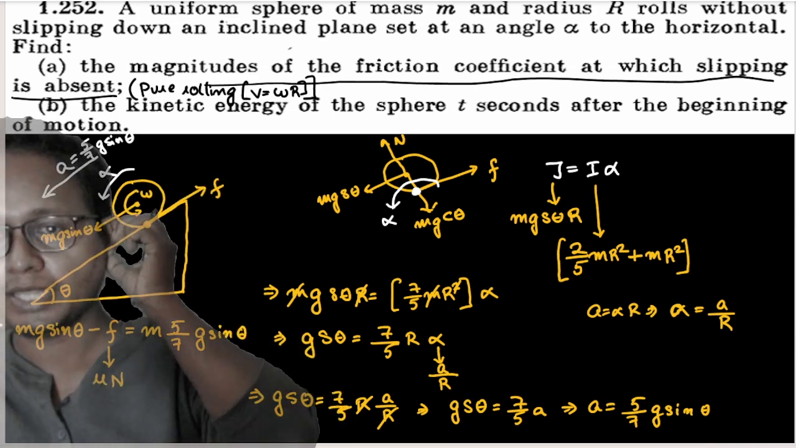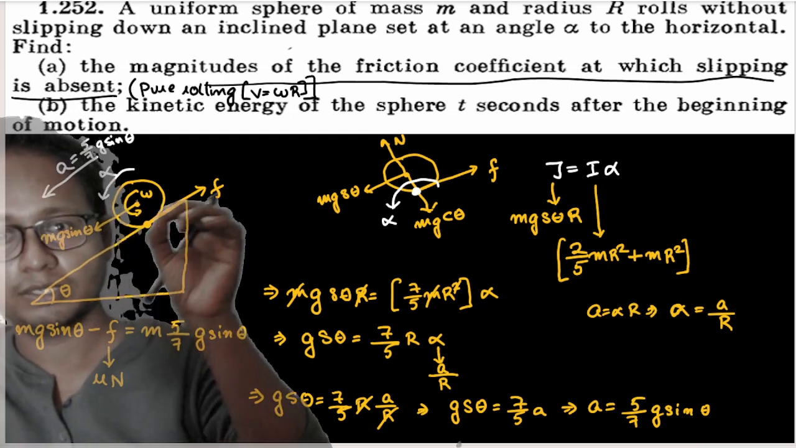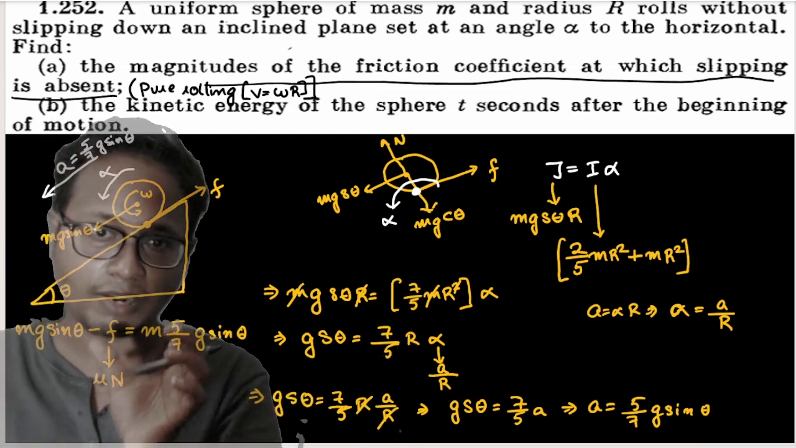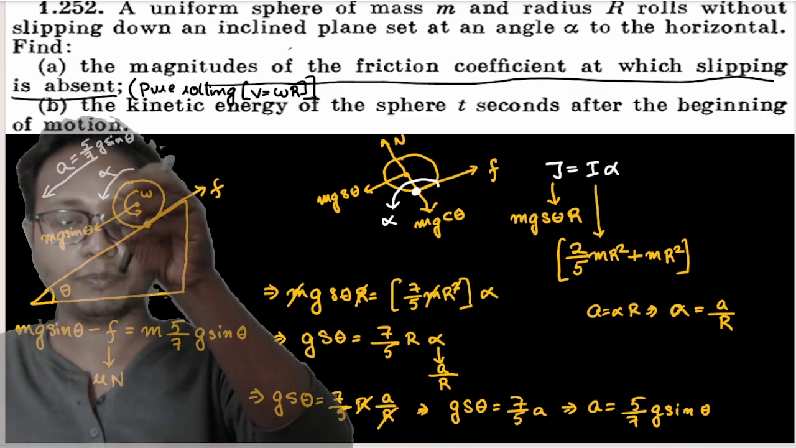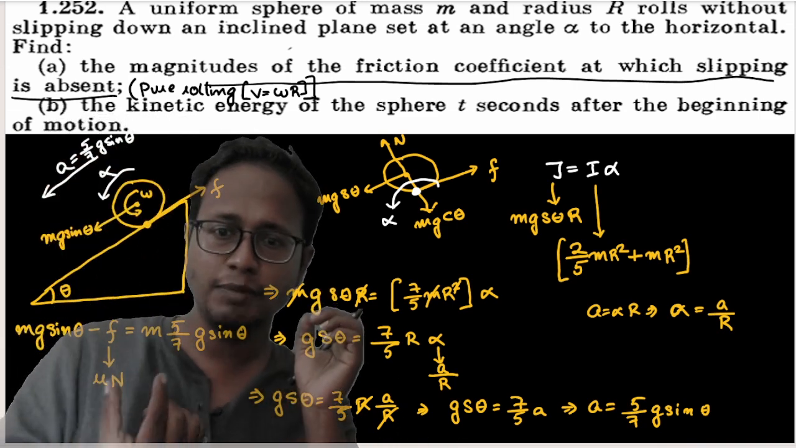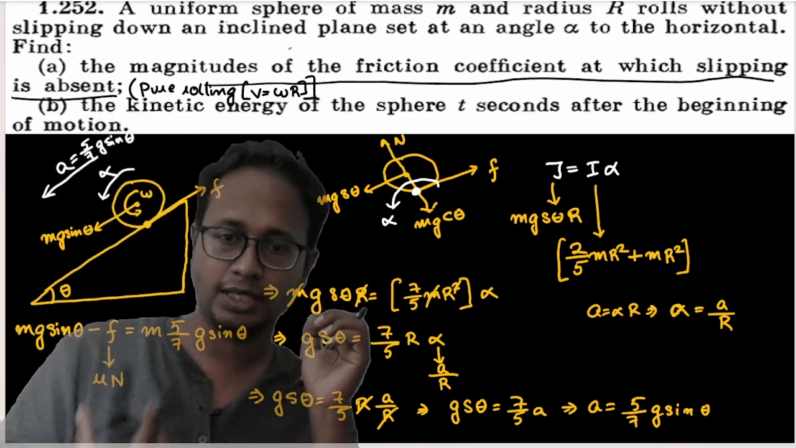Okay, it would not be pure rolling. And if the value of the coefficient of friction out here is anything greater than the value that I found out here, this ball or this sphere would keep on pure rolling. Understood? So this is the limiting value after which pure rolling starts.